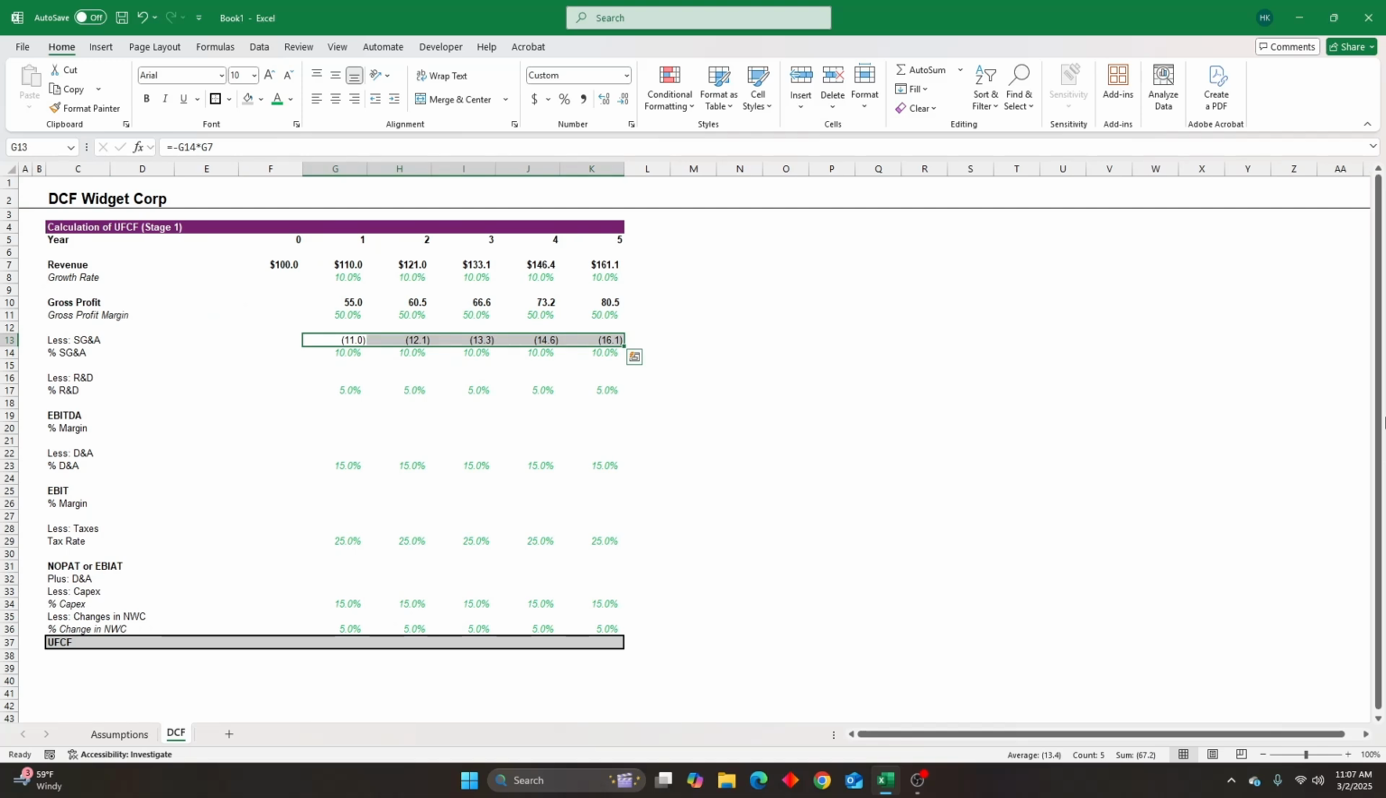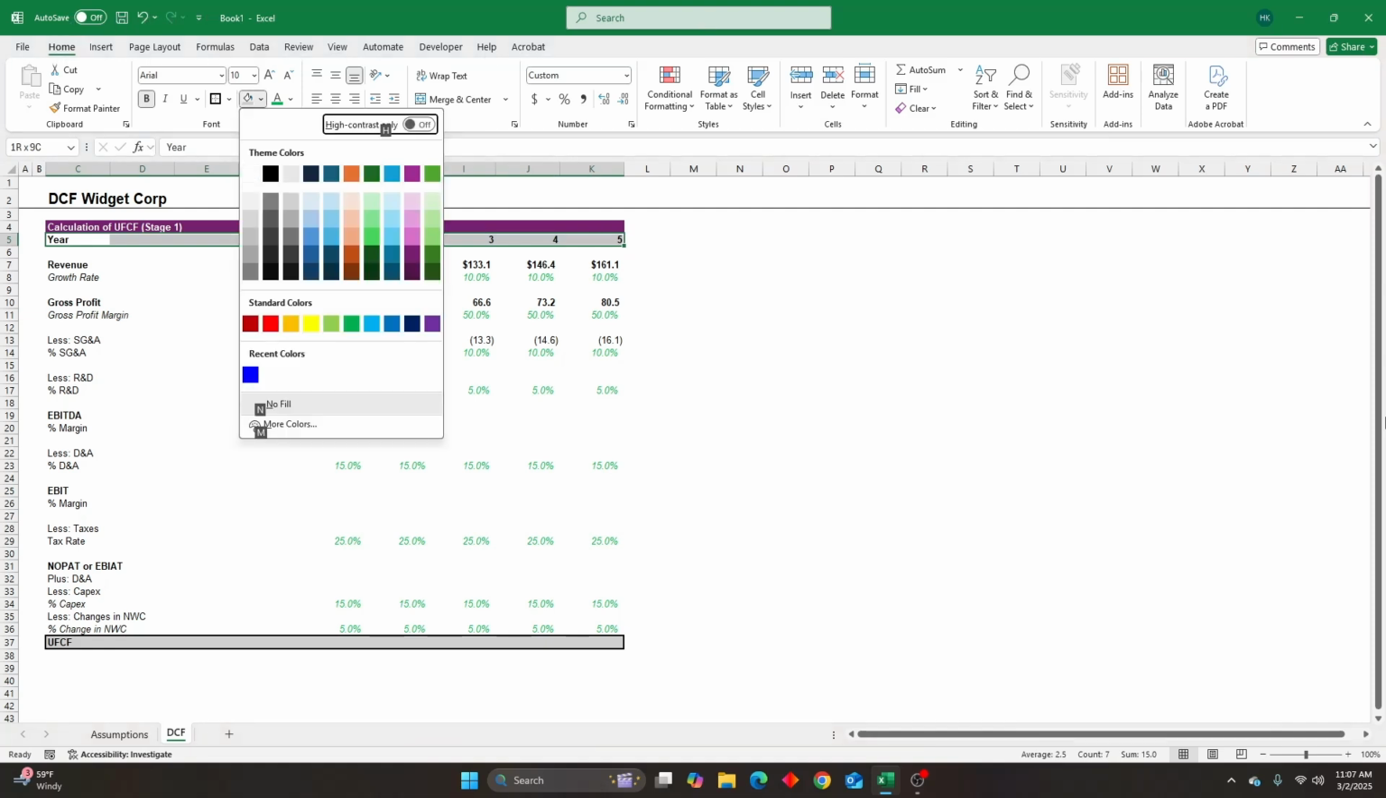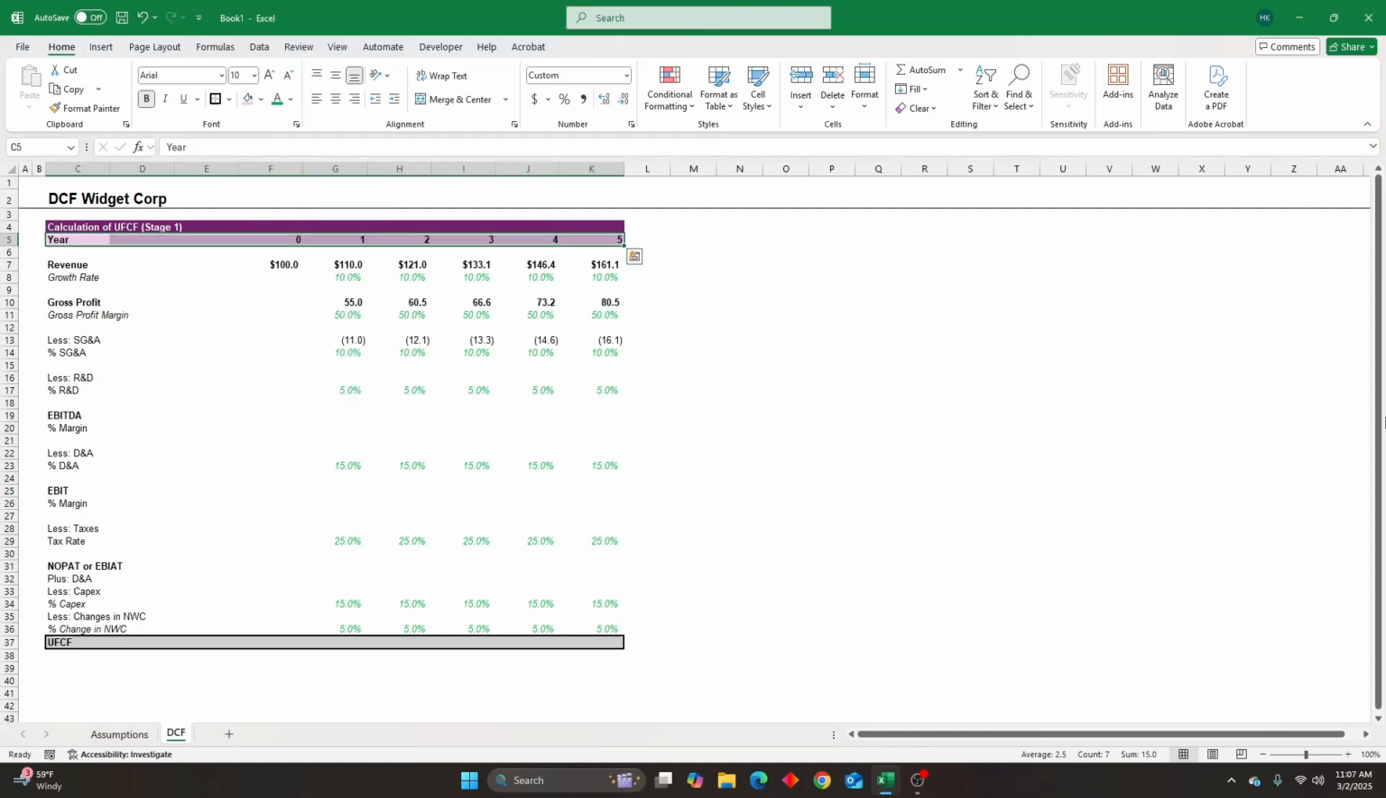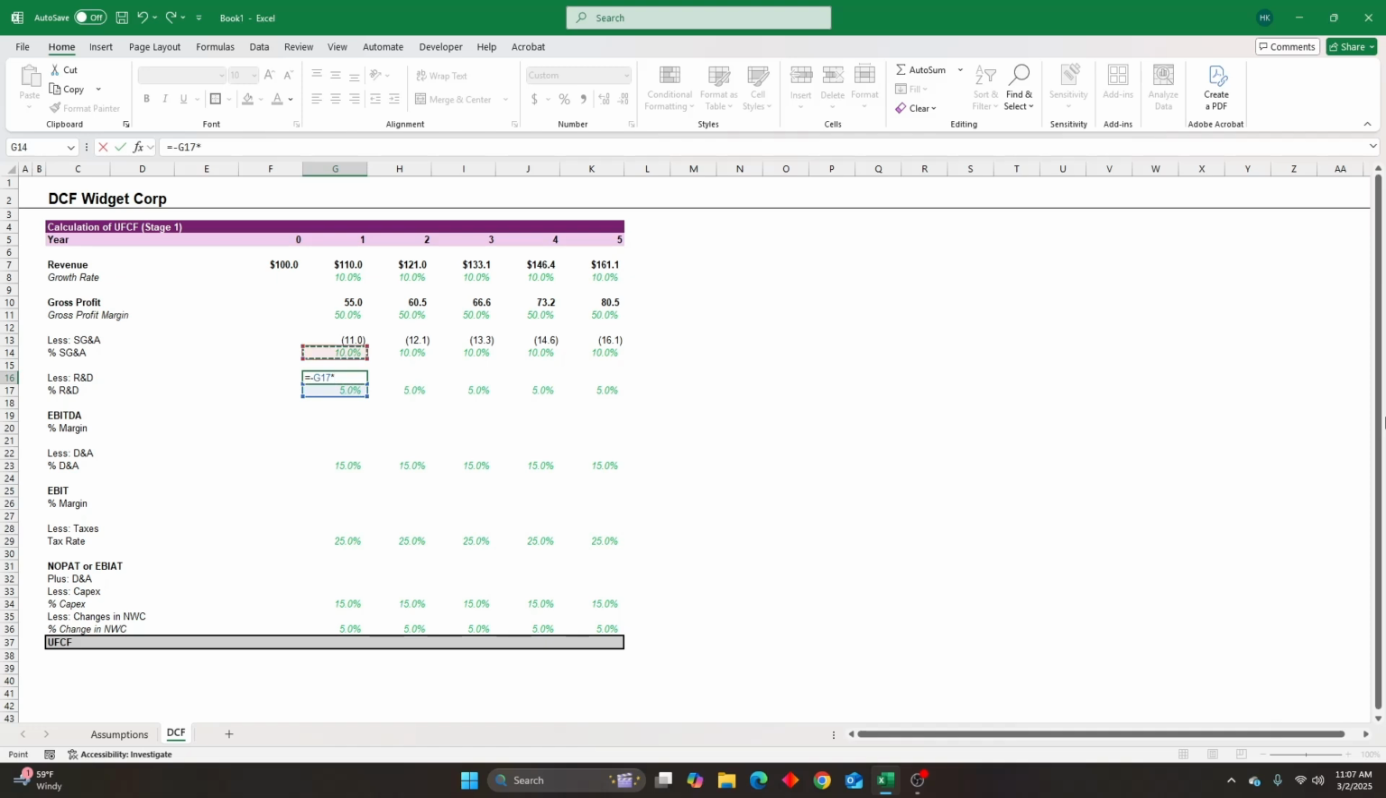And that's a typical assumption that you can see in a lot of income statement projections, is that it'll say something like that. I'm also going to format this because this looks ugly. Throw this over. There we go. Okay. Now for our R&D, exact same thing. It's going to be our growth rate, or our percent R&D, times our revenue.